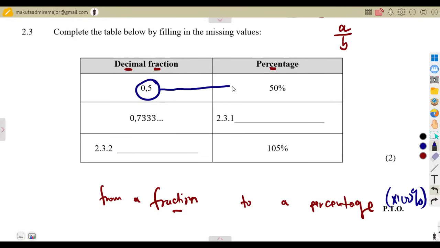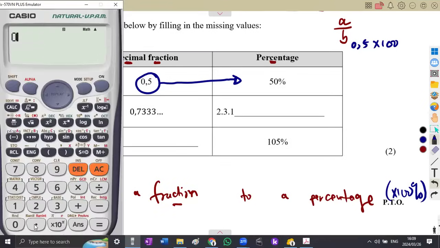0.5 there, to be expressed as a percentage, was simply multiplied by 100%. So it's 0.5 times 100%. It's just 1 mark, so you can even use your calculator to do that. Even if you are stuck on your decimals multiplication, your calculator is there. So this is just going to be 0.5 times 100, and if you multiply this by 100, you obtain 50, which is this one.